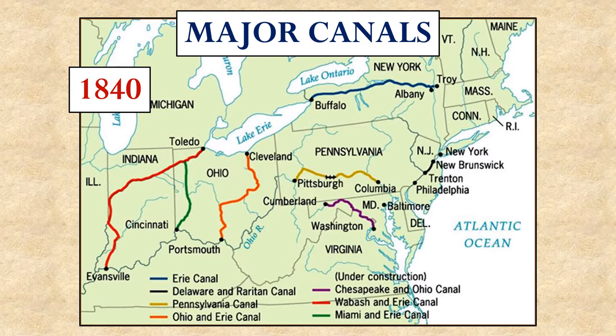This wasn't the only canal that was dug to make more efficient transportation possible. There were several canals dug during this time period. By 1840, they were spread all across the Northeast and the Midwest of the United States, making travel times shorter, making the distribution of goods and people more efficient.